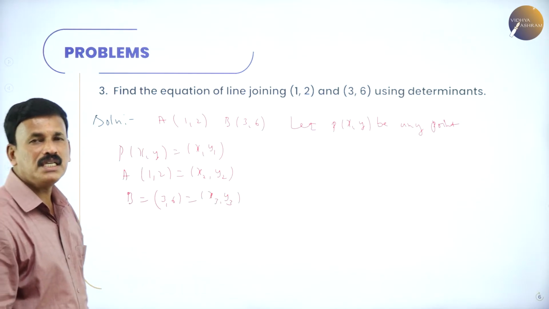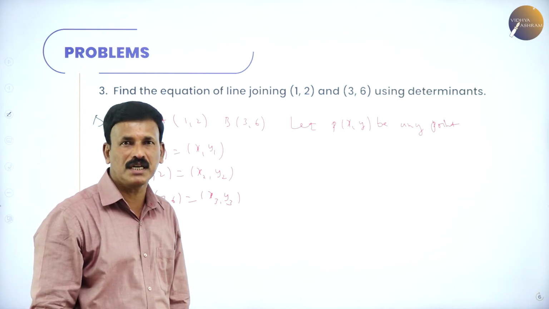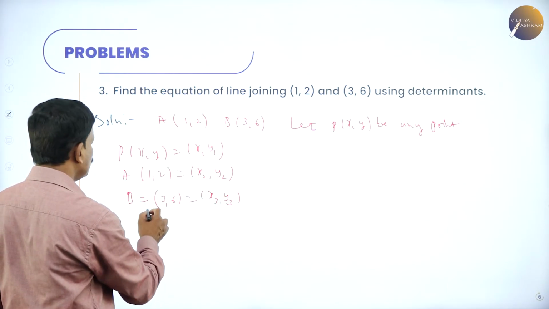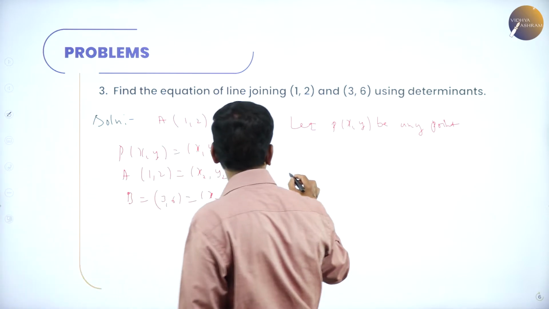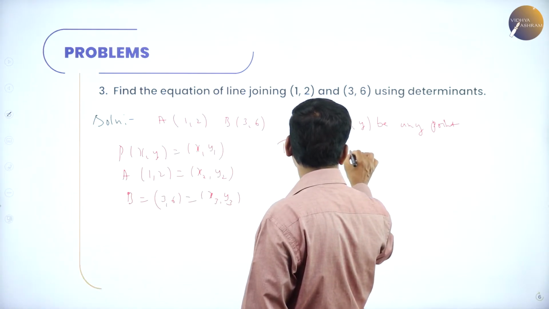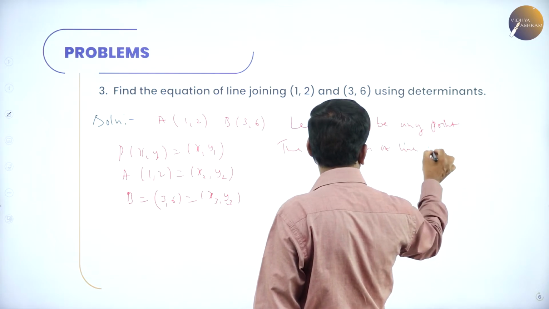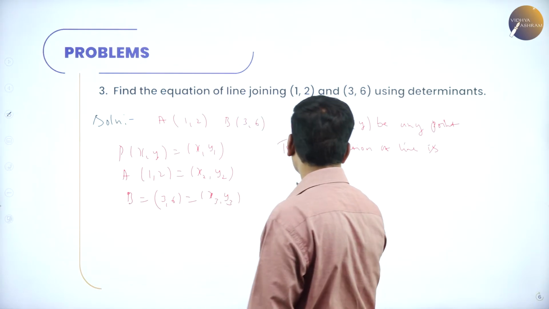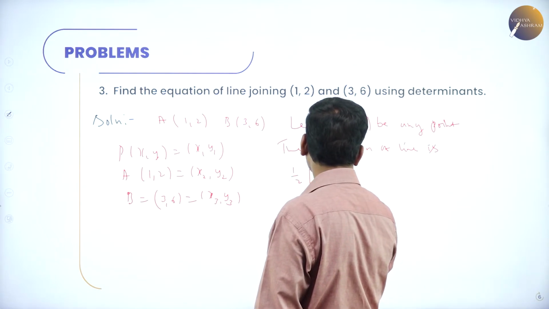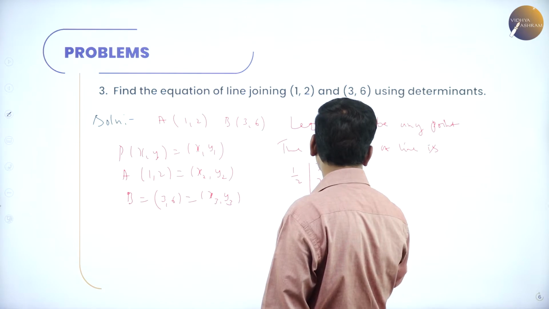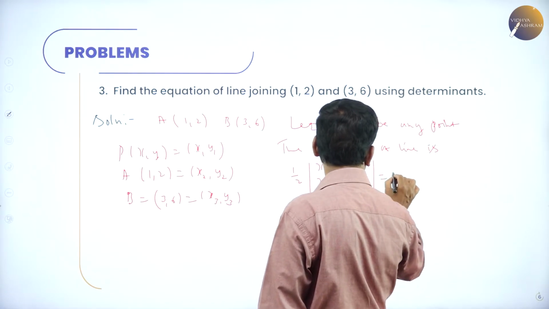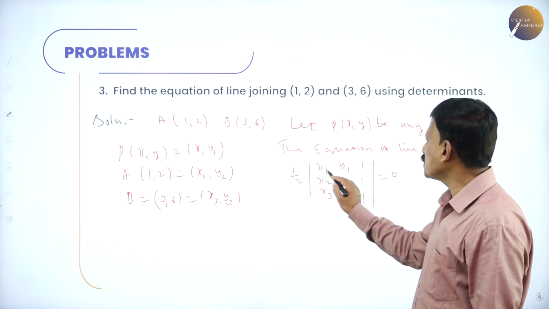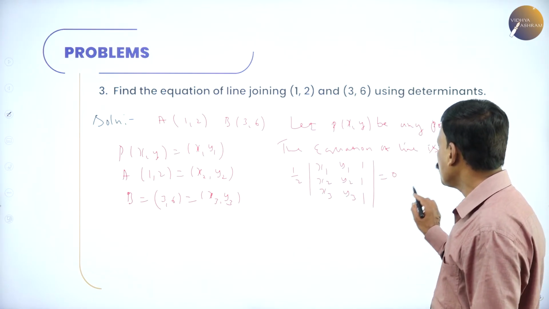So let P(x, y) be any point on the line. Therefore the three points are (x1, y1) = (x, y), A = (1, 2) as (x2, y2), and B = (3, c) as (x3, y3). Write down the equation of the line, using the same formula: half into the determinant with rows x1, x2, x3; y1, y2, y3; 1, 1, 1, is equal to 0.